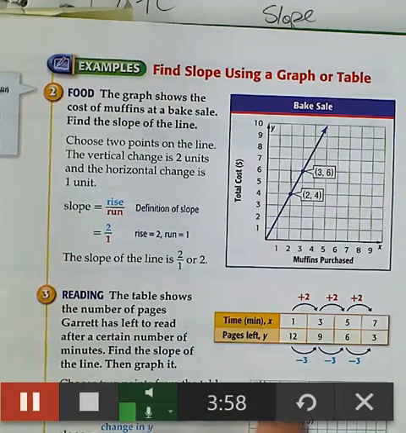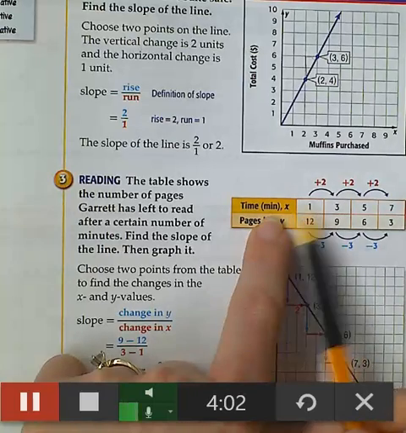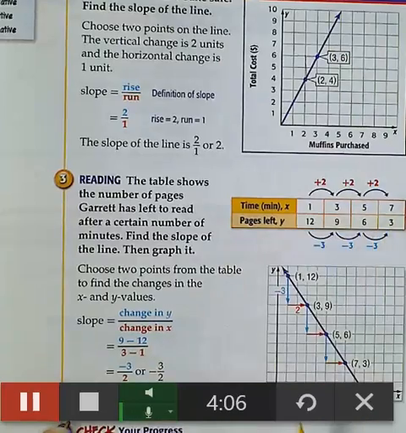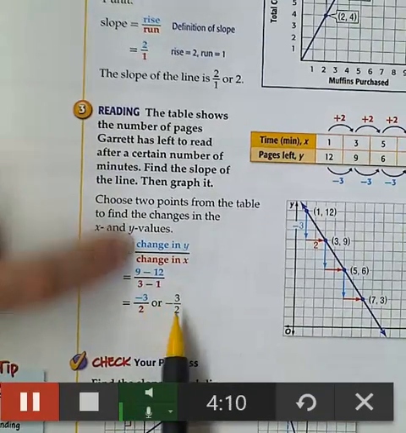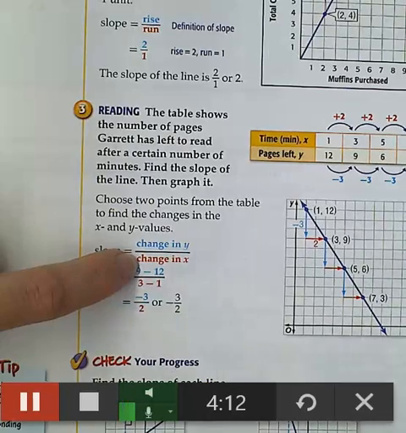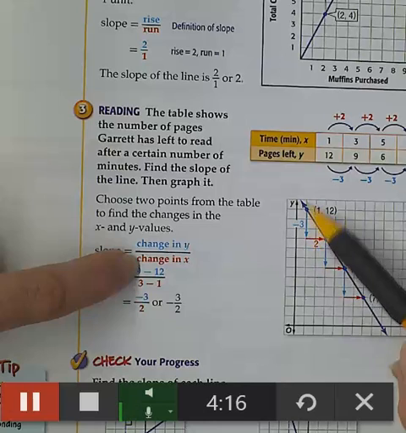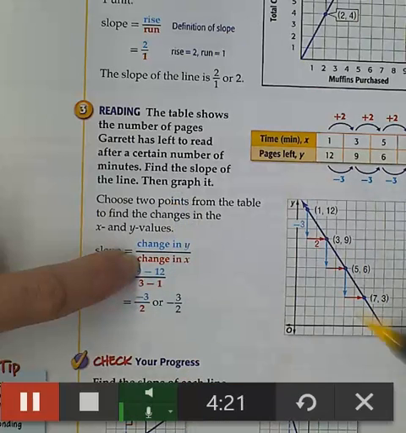If I have a table, my x value is going up by 2, my y value is going down by 3, it's still the change in y over the change in x, always, always. If they make you graph it, which they're going to a little bit today, we know how to do tables and graphs. We know how to take a graph and make a table. Now we're doing one more step. Can I find the slope?